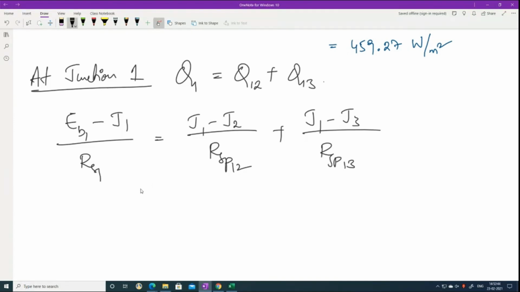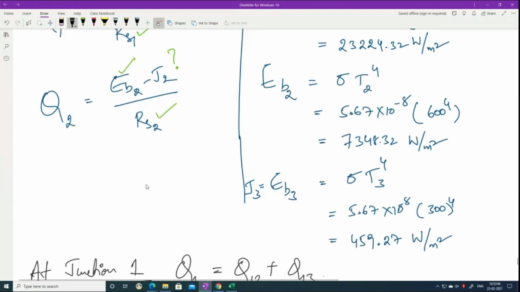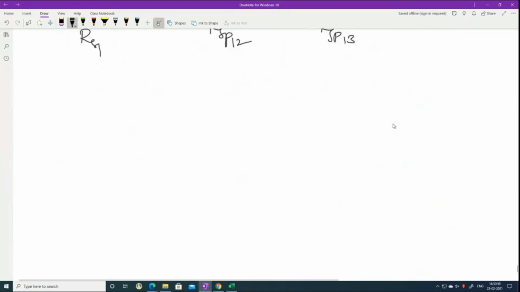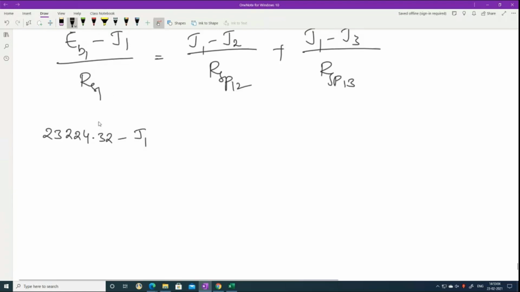Tell me, you have done EB1, right? It is 23224.32. Can you hear me? Yes, sir. OK. So 23224.32 minus J1, which is unknown. RS1 you know. Tell me, what is RS1? 0.25.